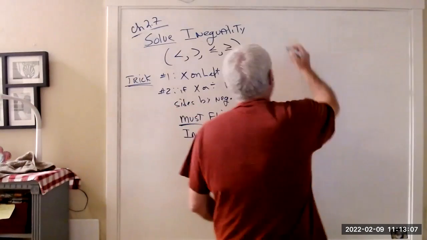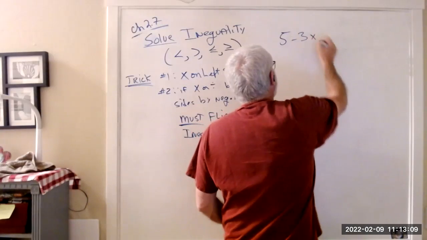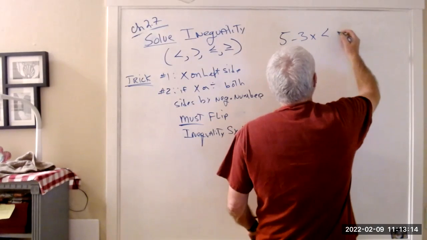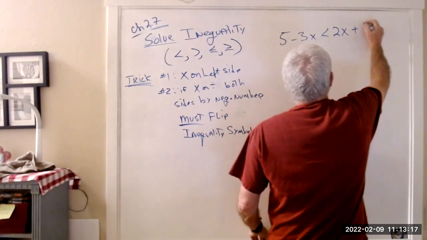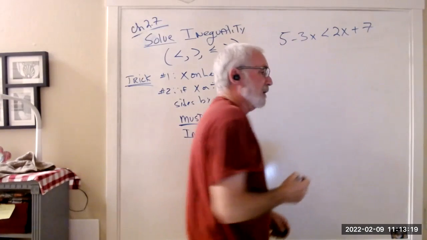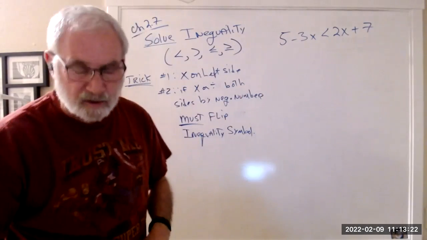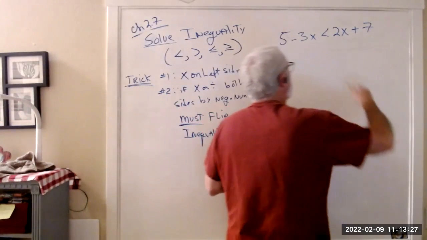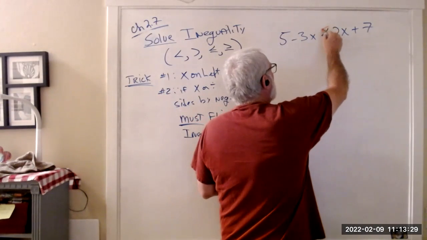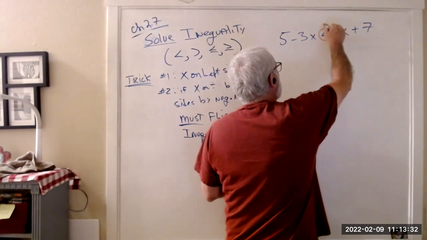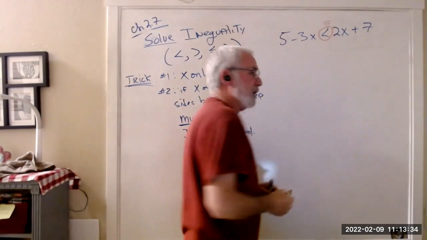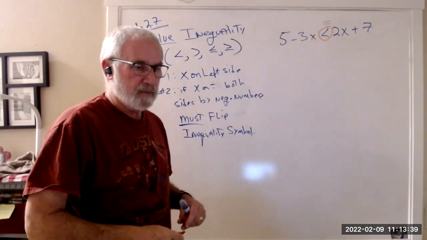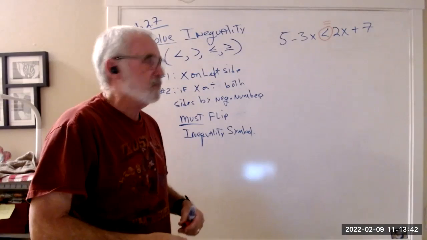So a simple problem: 5 minus 3x is less than 2x plus 7, something like this. We did this last week, but I want to do it formally now. What we do in our brains is pretend that that's an equal sign. We say, what would I do if that were an equal sign? How would I attack the problem?